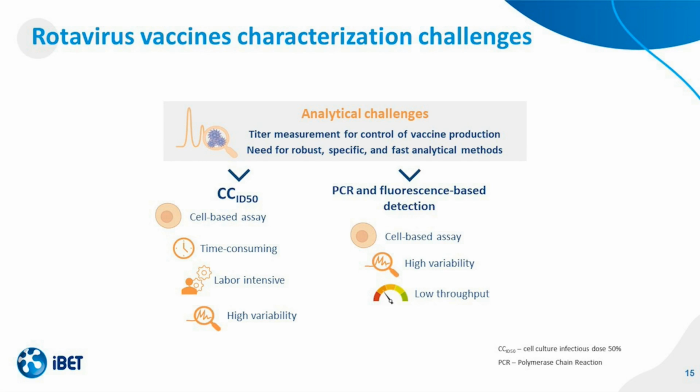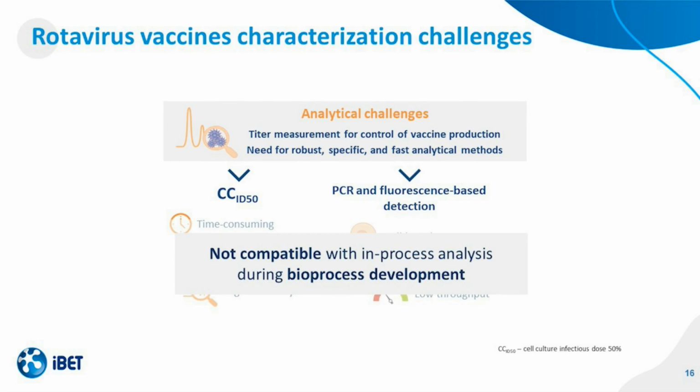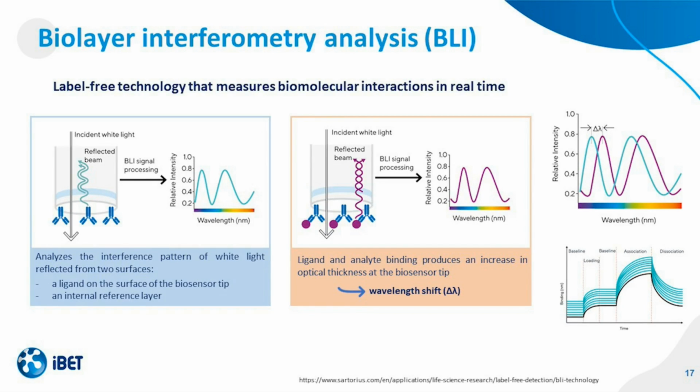Other methods, such as PCR or fluorescence-based detection techniques, are more sensitive, allowing an early detection, in this case in only a few days, and the quantification of the infected cells. Nevertheless, these methods are still cell-based assays, also presenting high variability and lower throughput, and they are not compatible with analysis of samples during bioprocess development. Biolayer interferometry analysis, usually known as BLI, can contribute to overcome this type of challenge.